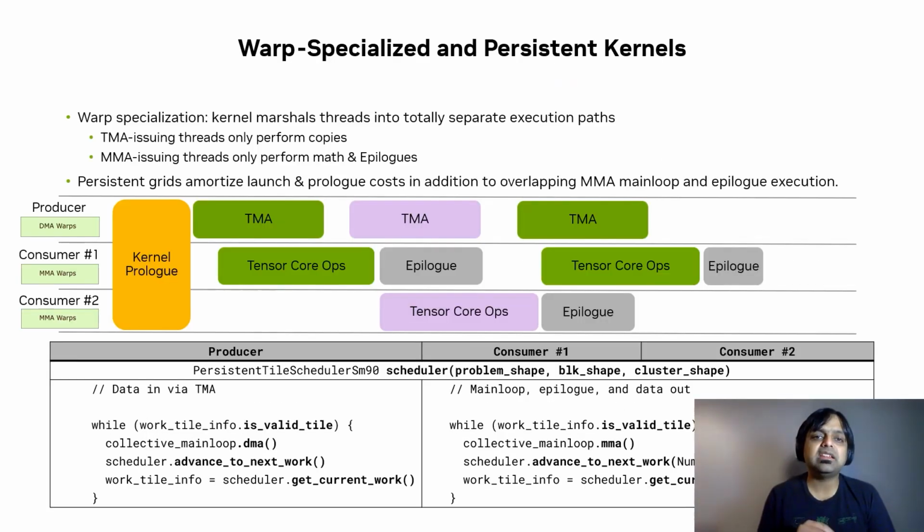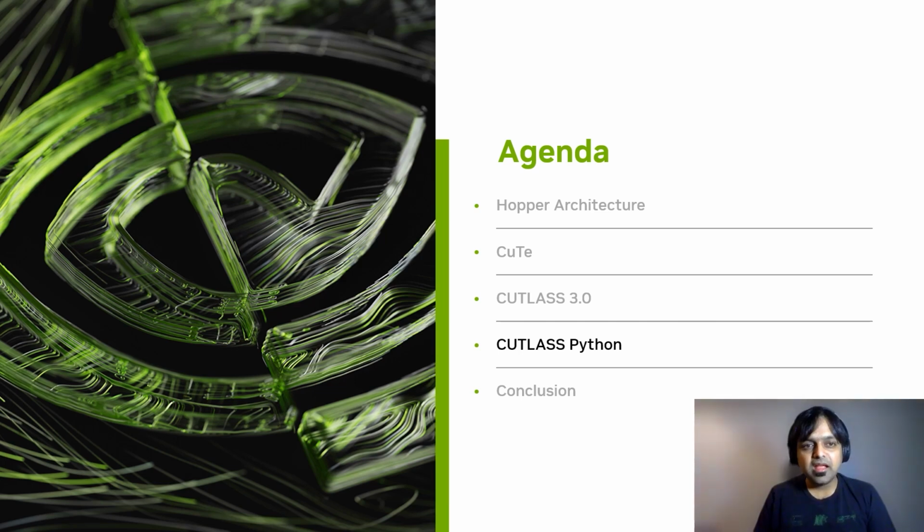Here, we see the implementation of a persistent kernel schedule, which schedules producer warps to produce data for two consumer warp groups, and the two consumer warp groups ping-pong their MMA execution precisely to ensure maximum tensor core utilization. Also, since these producers and consumers collectively produce multiple output tiles, they amortize the prologue cost across the execution of the entire kernel.